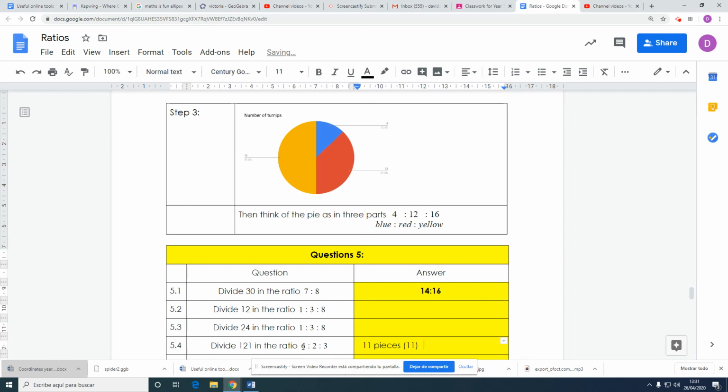So 6 pieces and 1 piece is 11 big, that's 66. 2 pieces, 11 big, that's 22. And 3 pieces, 11 big, that's 33. And that is how to do all of those questions.